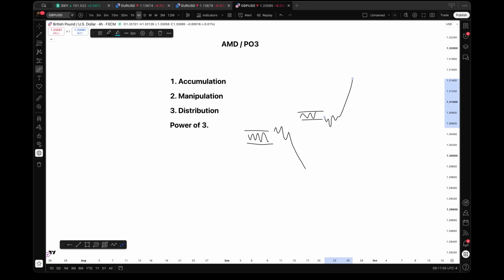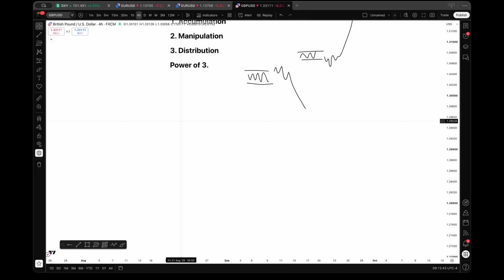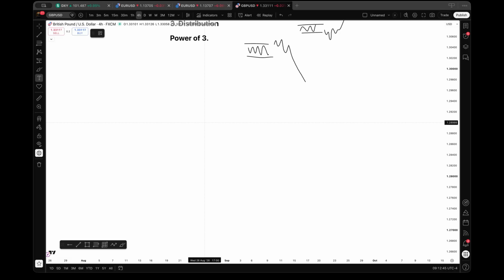As with any trading model or strategy, you need a criteria. You can't just simply see an AMD signature in price and trade it. There is a certain criteria. With this criteria, there are two things. One being you need a higher time frame bias, and you also need a key level.